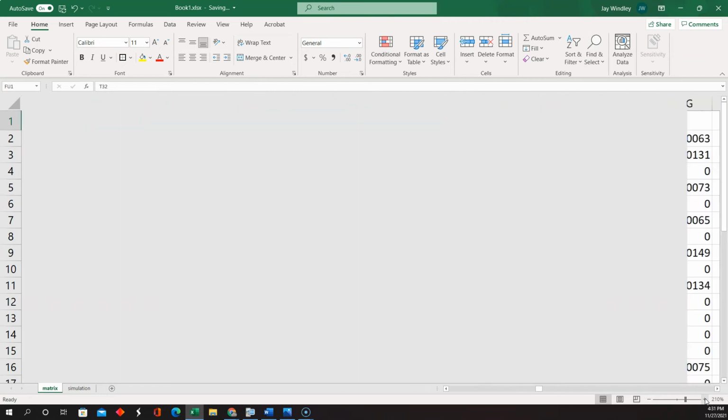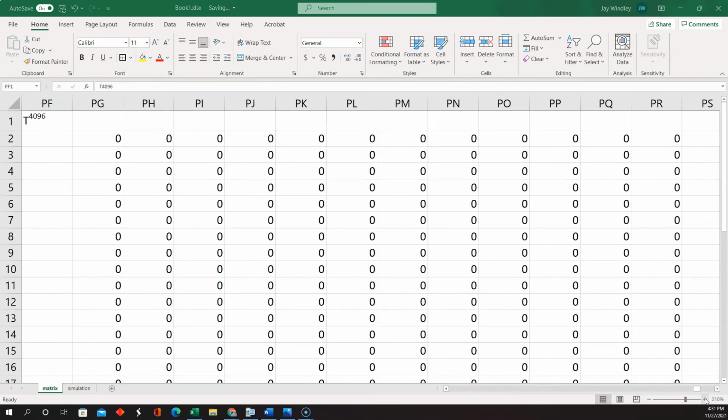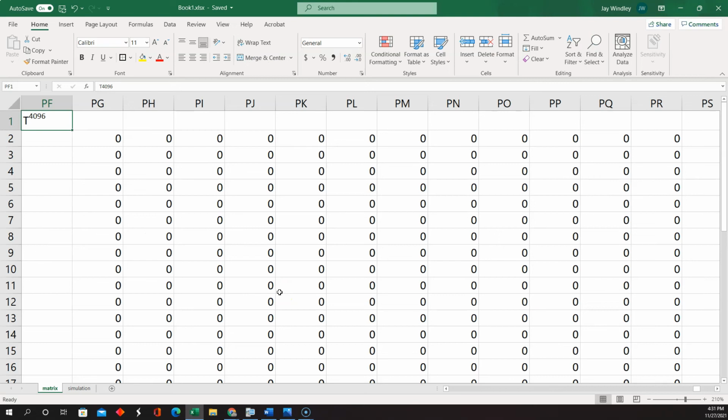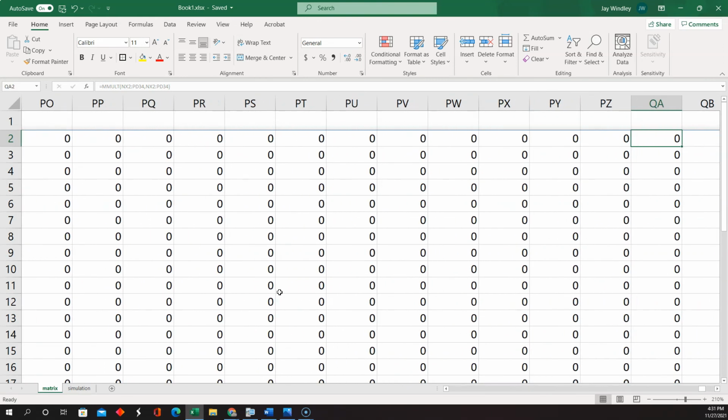And one of the cool properties of this matrix when you do T to a really high power is this: in general, the ijth entry of T to the n is the probability of starting in state i and ending in state j after n steps. But if you let n go to infinity, all those probabilities are 0 except for the absorbing states. So I'm on the first row, so that's starting in state 1. What is the probability that you end up in state 1 or state 2 or state 3? All those probabilities are 0. You will eventually move out of state 1.